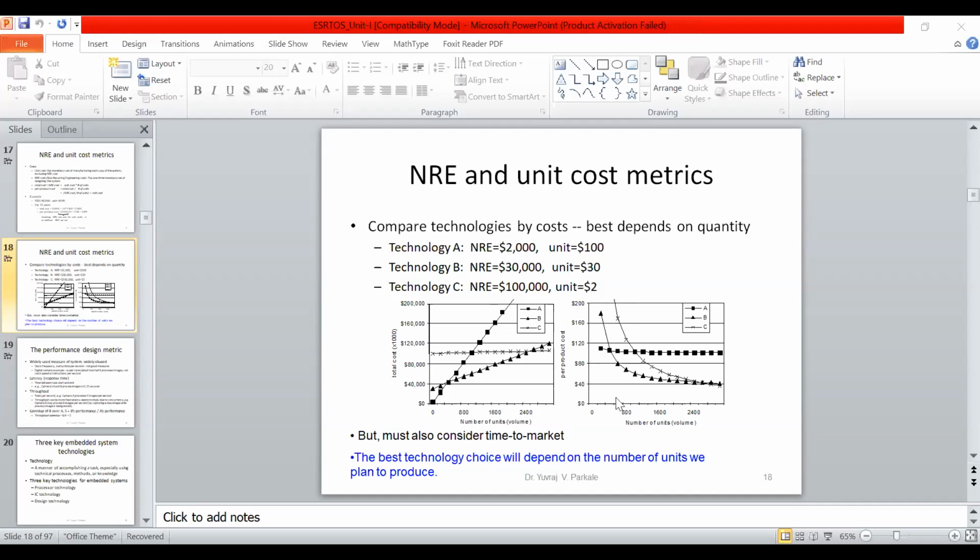So if you compare for a small number of units, technology A will be better. But if you compare for a larger number of units, then technology B or C will be the good choice. Getting it? So this is how to select a given technology. In the exam there might be questions on this. Is it clear?